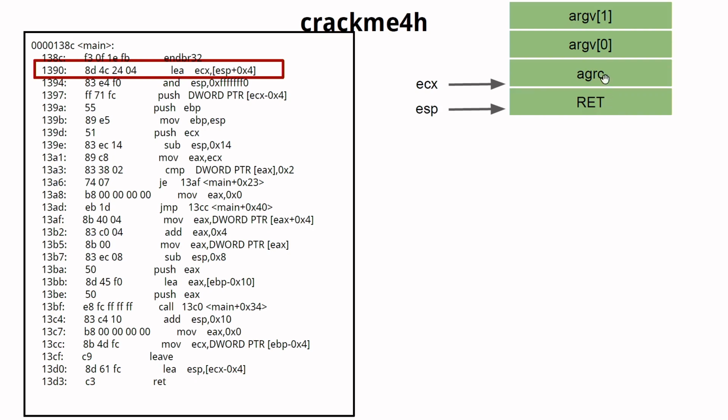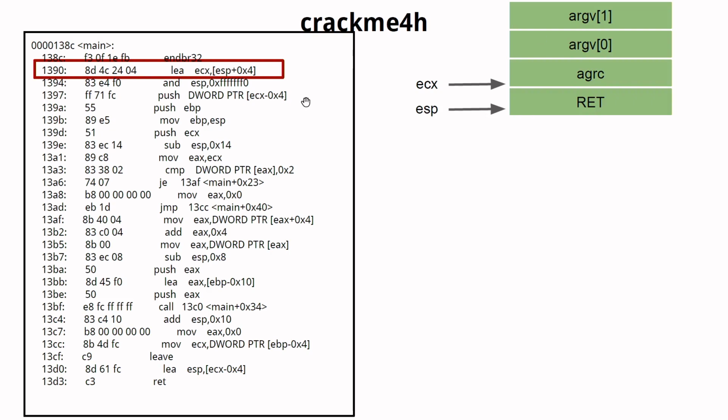So 4 bytes higher, we have the first argument of the main function. The main function takes 3 arguments, and the first one is argc. How many command line arguments are there? Then after that, we have several pointers, argv0, argv1, those kinds of things.